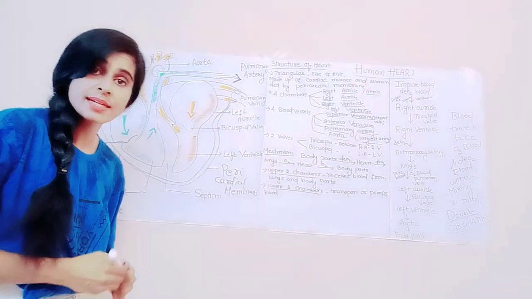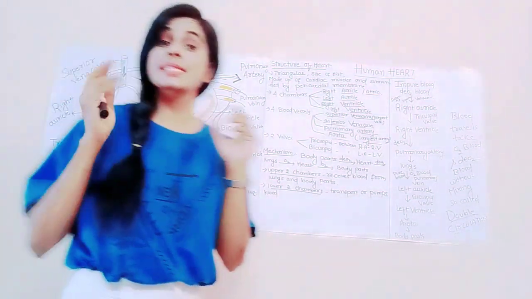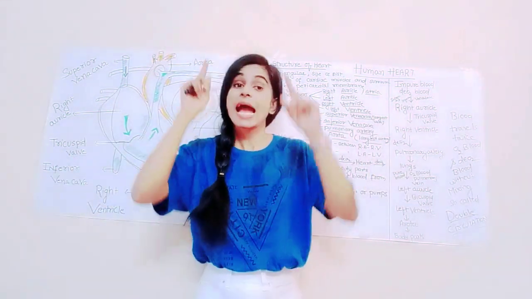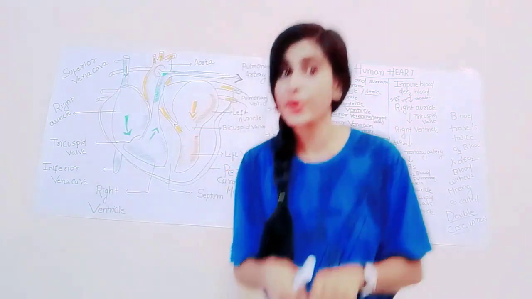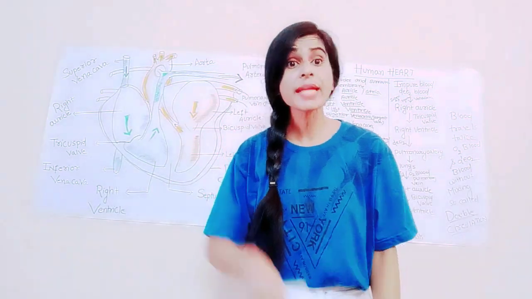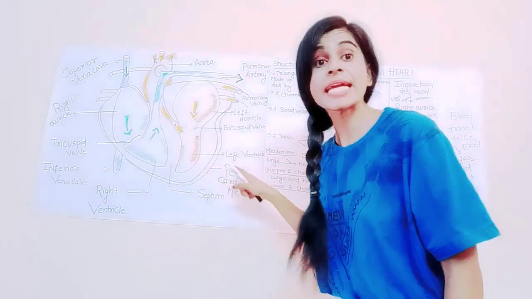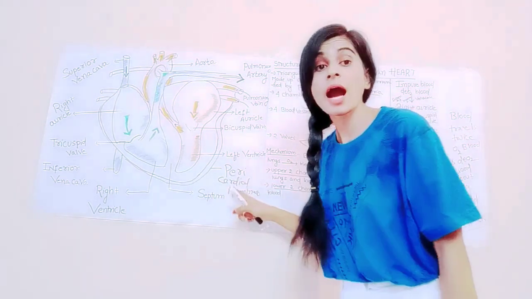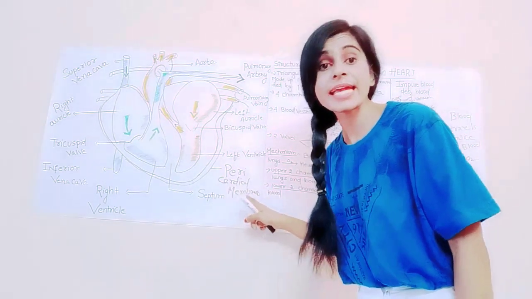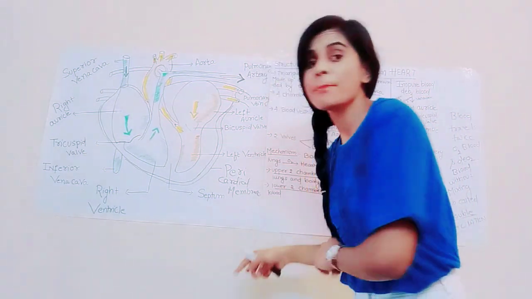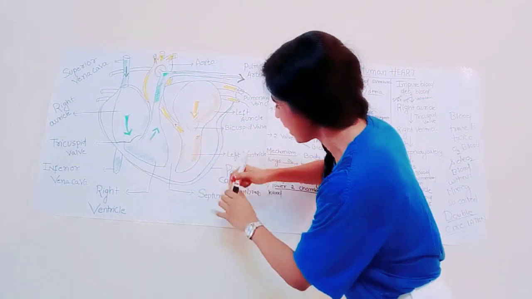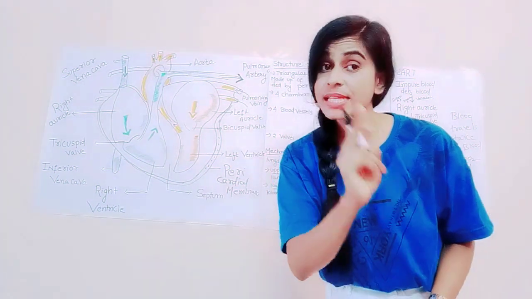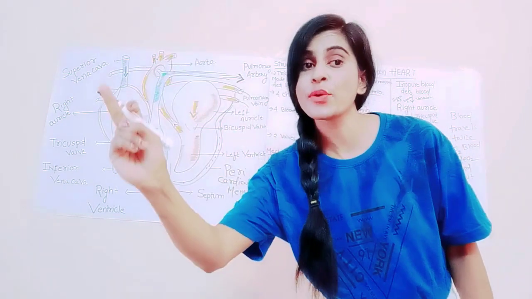Guys, did you get my point? So the first point: it's the size of a fist. It is triangular in appearance. The heart is surrounded by a membrane. And what is the name of that membrane? The name of that membrane is pericardial membrane. Note down, pericardial membrane. And inside this membrane, a fluid-like structure is present, and that fluid is called pericardial fluid.